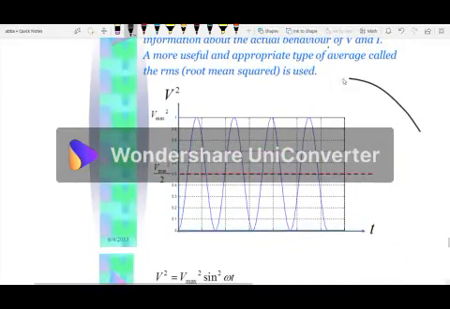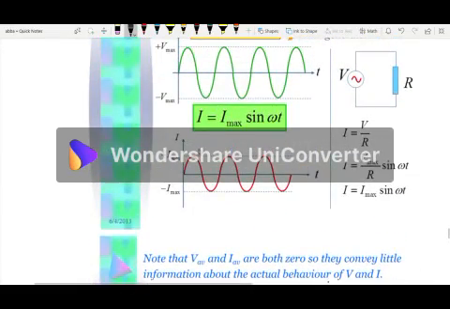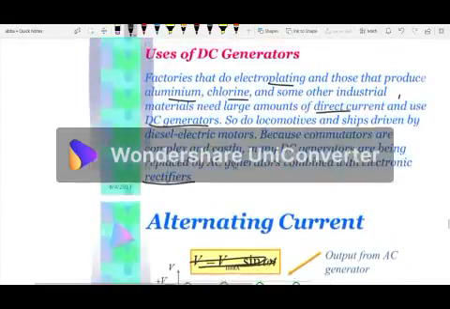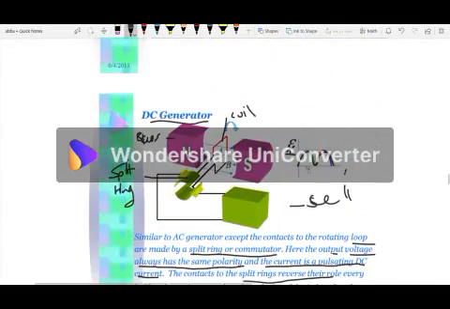So this graph here is your AC graph. This here is your AC graph. So the moment you see this kind of graph in your examination, what is it? You should know that it is your direct current graph.